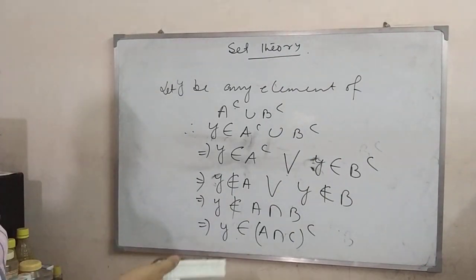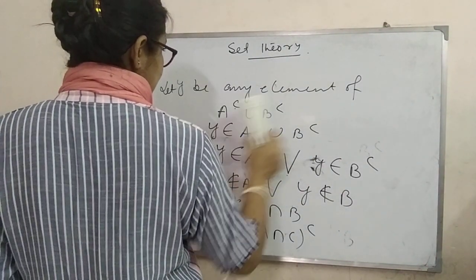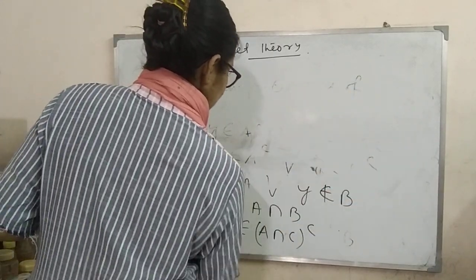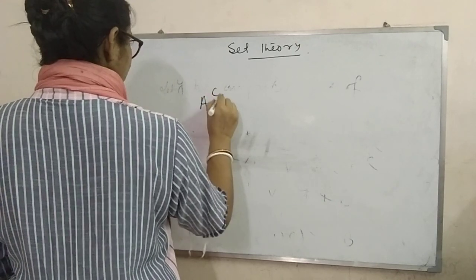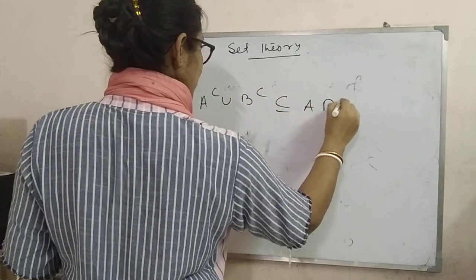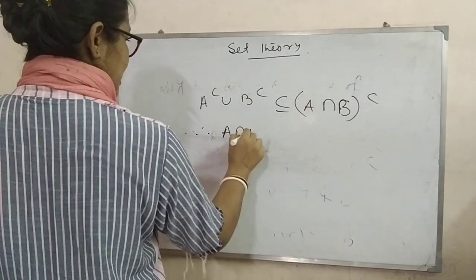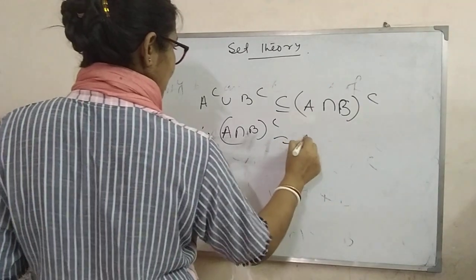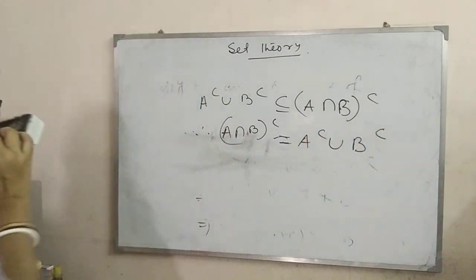That is, A complement union B complement is a subset of (A intersection B) complement. So (A intersection B) complement is equal to A complement union B complement.